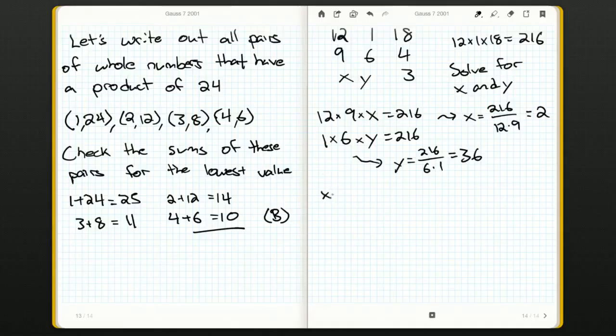And we're asked, well, what's x plus y? Well, that's just 2 plus 36. We just figured out these numbers, 38. So that's what we're looking for. Hopefully 38 is one of the answers.